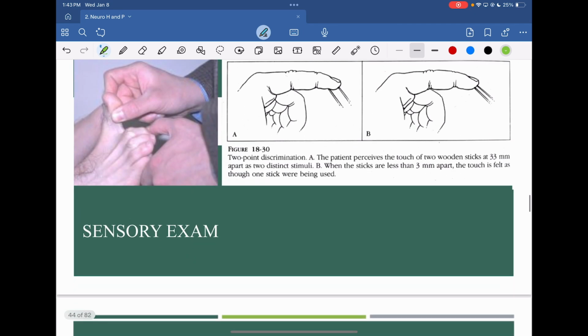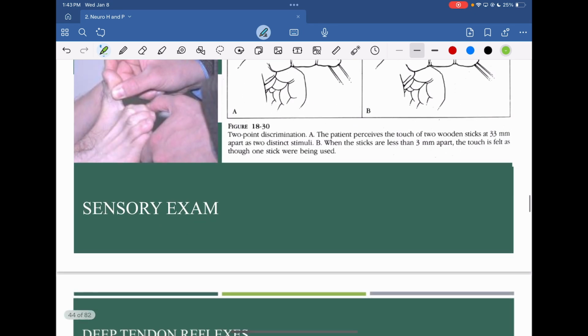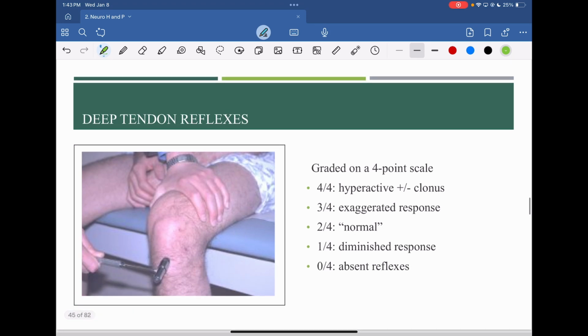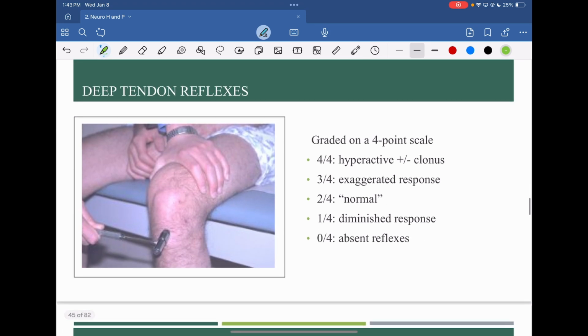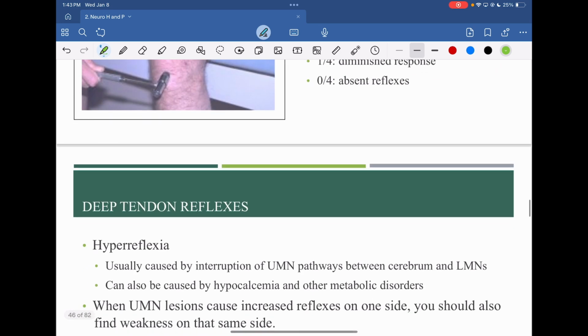So here's your sensory again, 2-point discrimination and your proprioception. Deep tendon reflexes on a 4-point scale. Remember for DTRs, 2 out of 4 is your normal. So you do your tendon reflex and it kicks normally, that's a normal response. If it's hyperactive and you get clonus happening, that's 4 out of 4 if they have clonus. And then obviously diminished response or absent reflexes is 0 out of 4. So if you remember for reflexes, 2 out of 4 is normal.